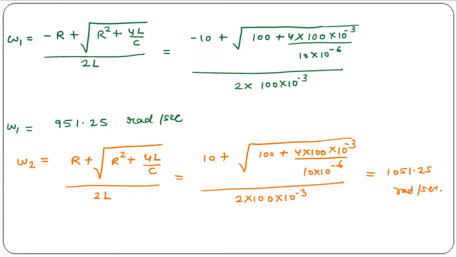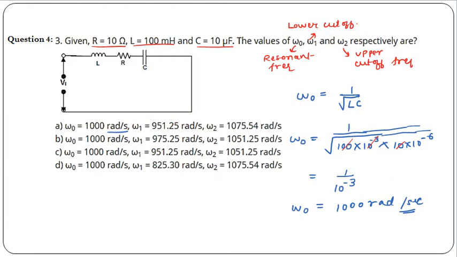So this is matching: omega 1 is 951.25 and omega 2 is 1051.25. So that is option 951 and 1051.25. So option C is correct.